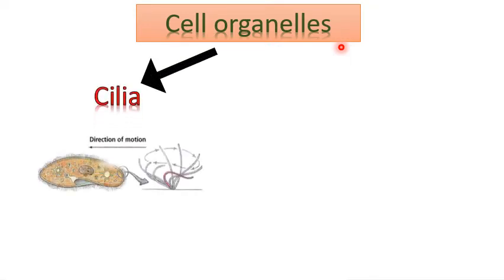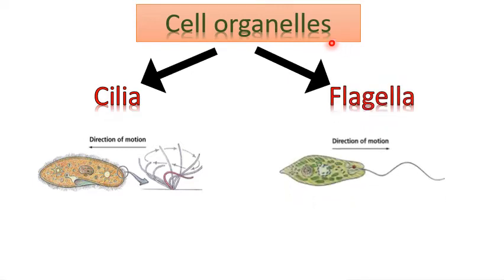Here we'll study the different cell organelles that are involved in the movement of the cell. One among them is cilia, another is flagella. You can see the structure of both. Here the cilia as well as the flagella, the cellular organelles, are present in the outer layer of the cell. See, these both have a similar structure but they carry out different functions.